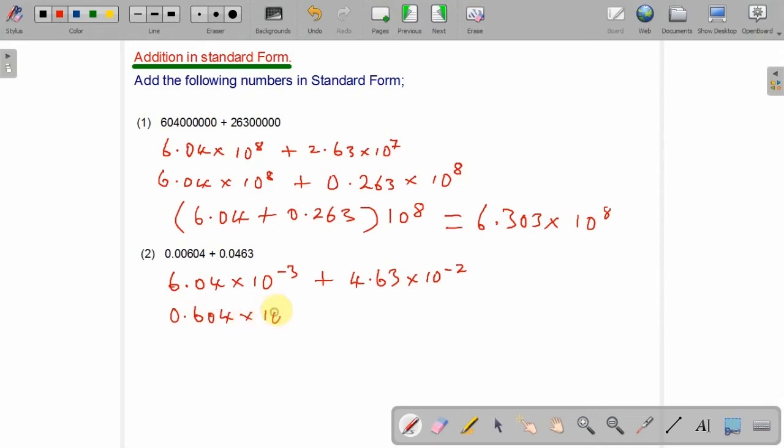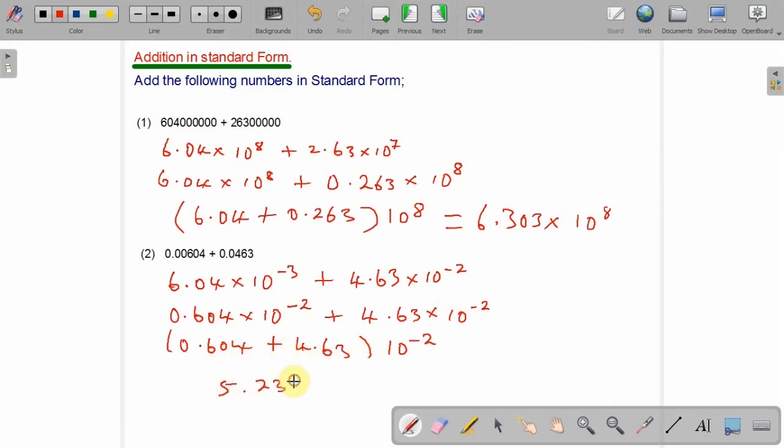0.604 times 10 to the power. Remember, you now started here, you count 1, 2, which is the same minus 2 as this. You write it minus 2, then bring down the plus. This is 4.63 times 10 to the power minus 2. The same way we did the first one, bring these two into one parenthesis, then one of the 10 to the power minus 2 will come. If you add this to this, you are going to have 5.234 times 10 to the power minus 2. This becomes the answer for this.